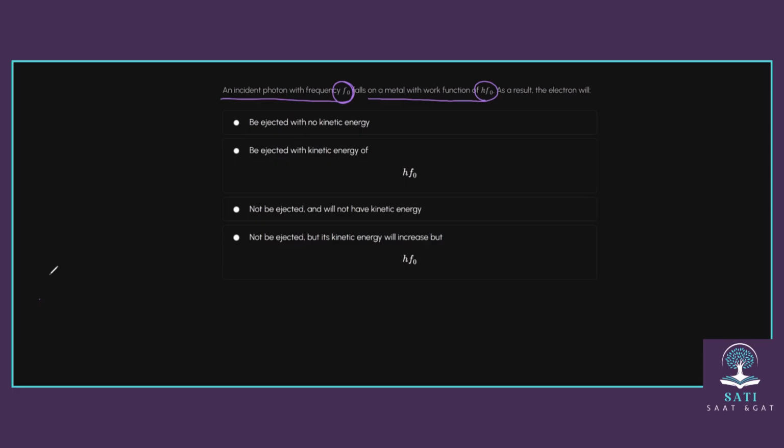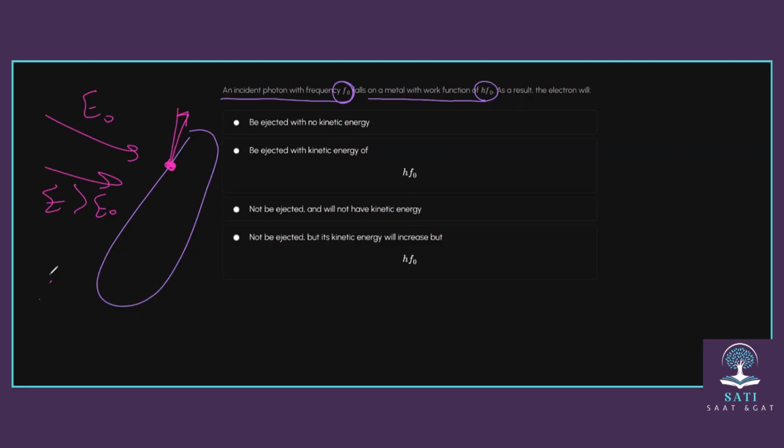In this case, as we explained in the introduction video, if electrons receive the work function energy, they'll be ejected with no kinetic energy. Kinetic energy equals 0. But if you give them energy that is more than the work function energy, they'll be ejected, and the extra energy will be used as kinetic energy.